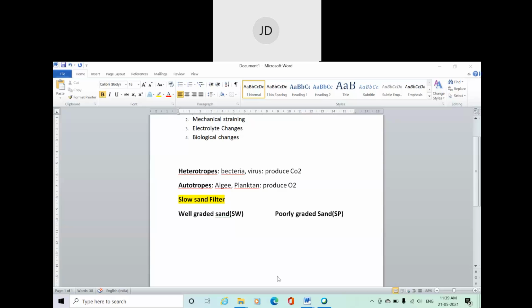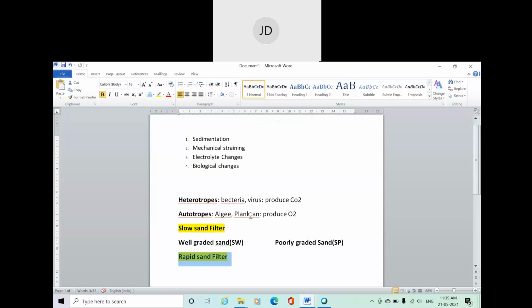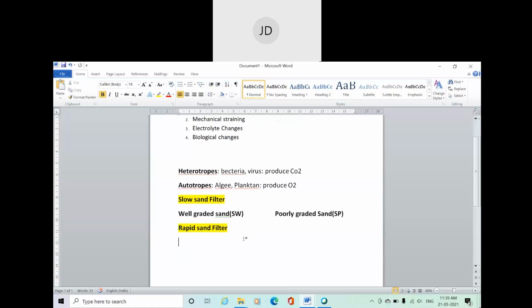On the other hand, let's discuss the rapid sand filter. In case of the rapid sand filter, there is no need for biological film. This is the first point. It basically treats water using a physical or mechanical process. So you don't need a biological film to be created on the top layer.